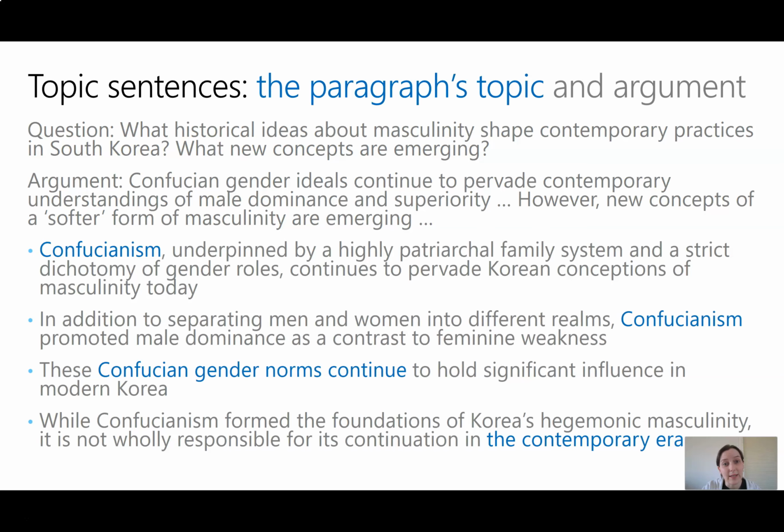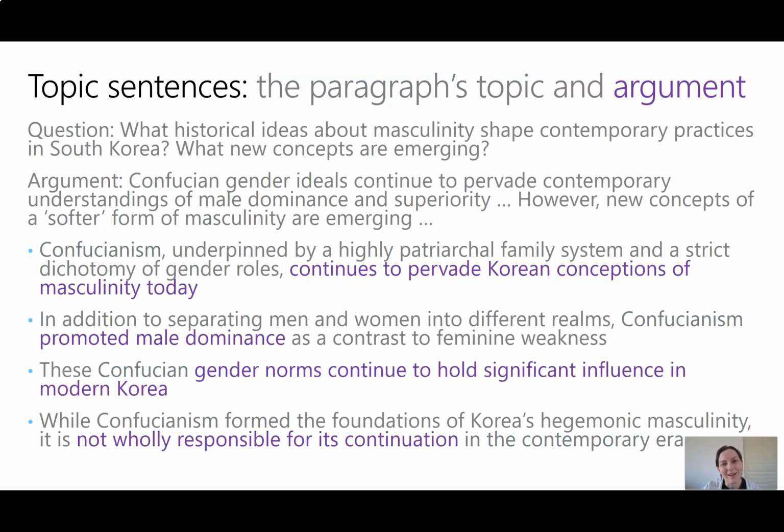So let's look at some good examples. So these topic sentences about masculinity in South Korea and how historical ideas have shaped masculinity in South Korea and new concepts, they tell us that, for instance, in the first paragraph, it's going to be talking about Confucianism. The same topic is expanded on in the second paragraph and the third paragraph. But then the fourth paragraph starts to talk about the contemporary era. So just by using those key terms in these topic sentences, you see what the topics broadly are, but you also see what the argument is within these topic sentences.